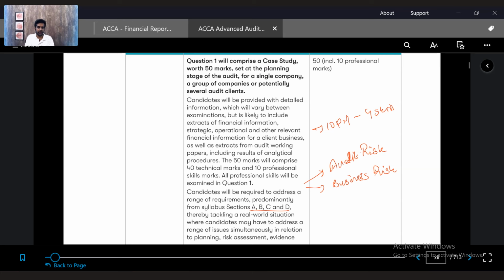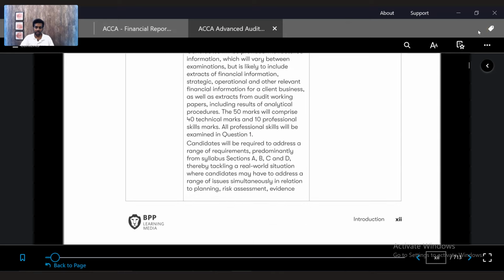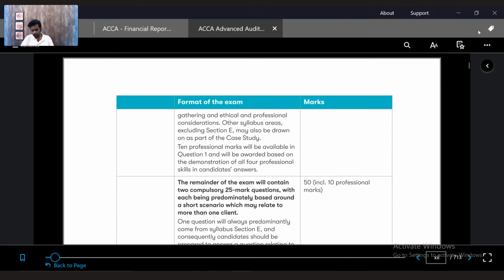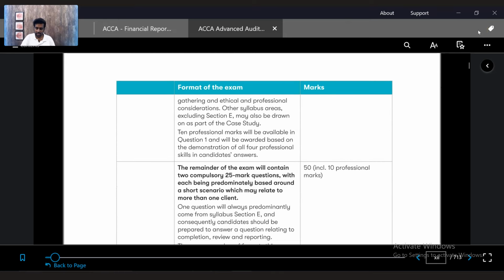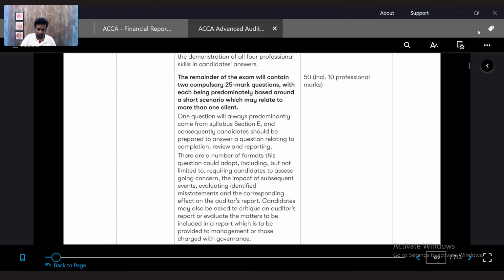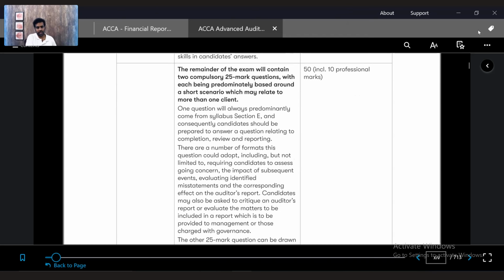There could be other syllabus areas tested, maybe from section E, but primarily this section covers section A to section D of your syllabus, and majority of the times it's from the risk questions. When it comes to risk questions, you are asked to identify the risk, audit risk or business risk, and explain it in a deeper way.